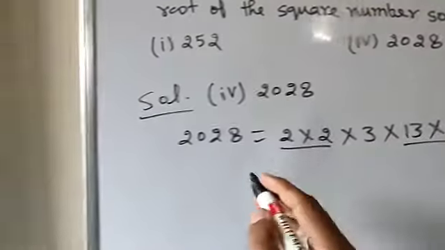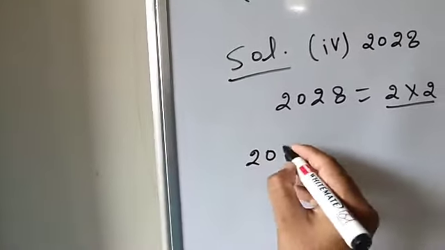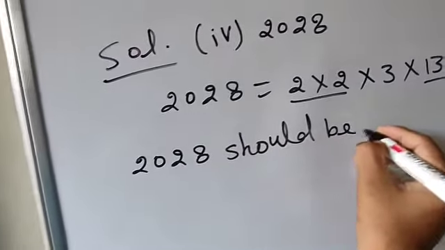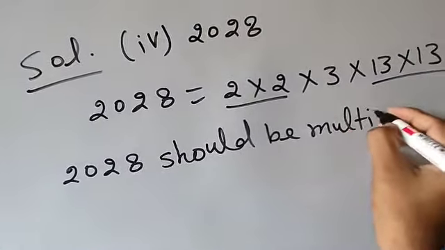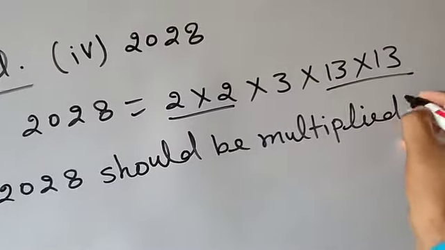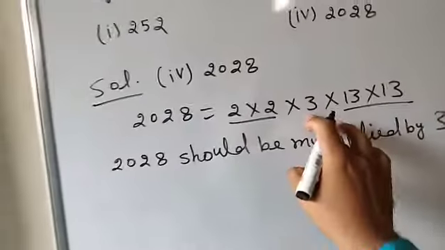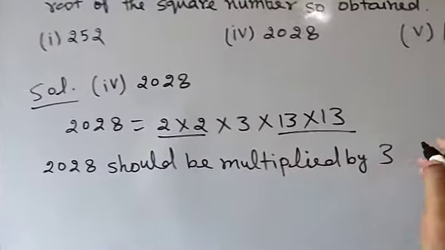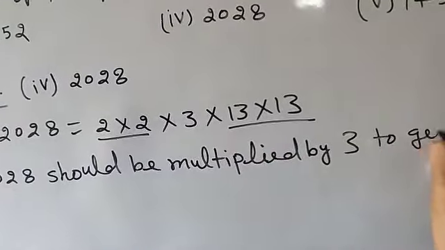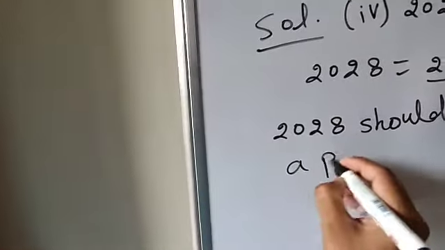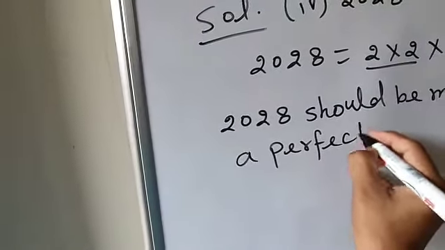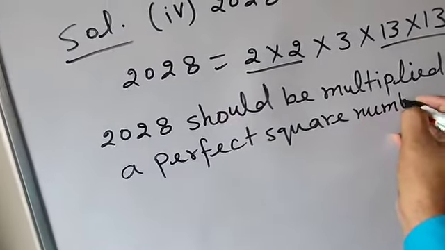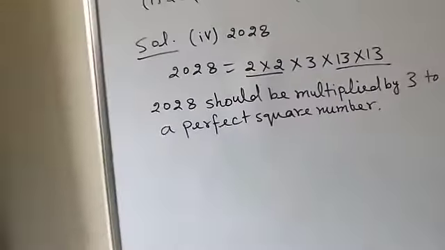So here you will write: 2028 should be multiplied by 3. Whatever the number that is not in the pair, by that number it should be multiplied. So it should be multiplied by 3 to get a perfect square number.